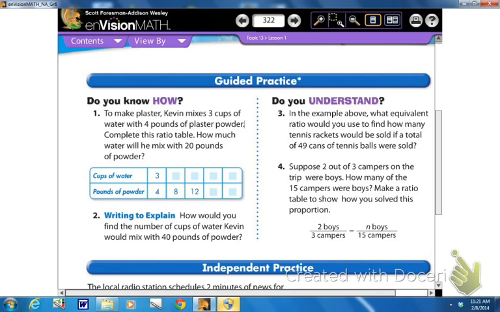All right, this is a quick little lesson here, but go ahead and do problems in the guided practice using ratio tables 1, 2, 3, and 4 before you go on to the next lesson. See you tomorrow.